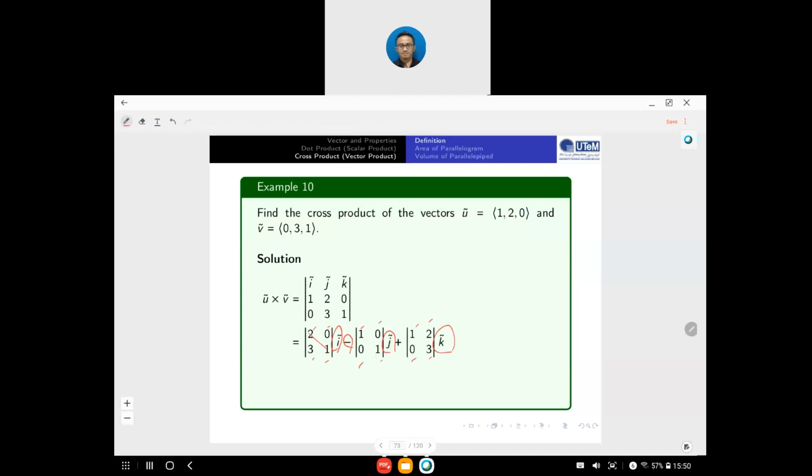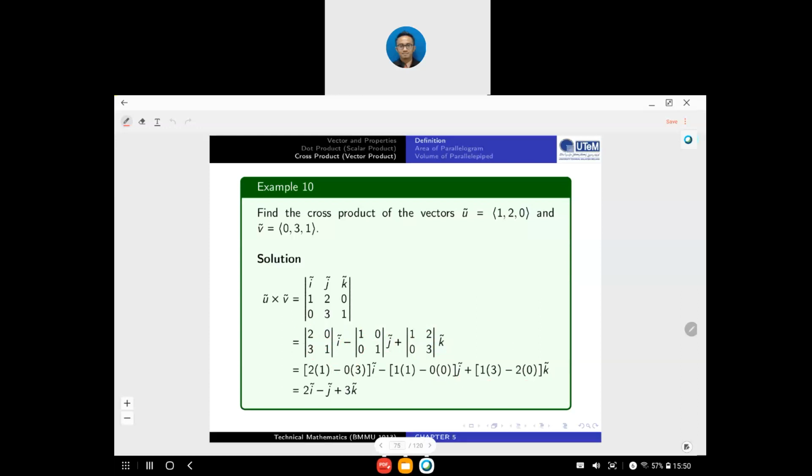Cross multiply. Okay, and then you can get 2 times 1 minus, remember here minus, 0 times 3 for I, and then 1 times 1 minus 0 times 0 for J, and then 1 times 3 minus 2 times 0 for K. When you solve this, you can get 2I minus J plus 3K. Okay, so this is the final answer for the cross product between vector U and vector V.